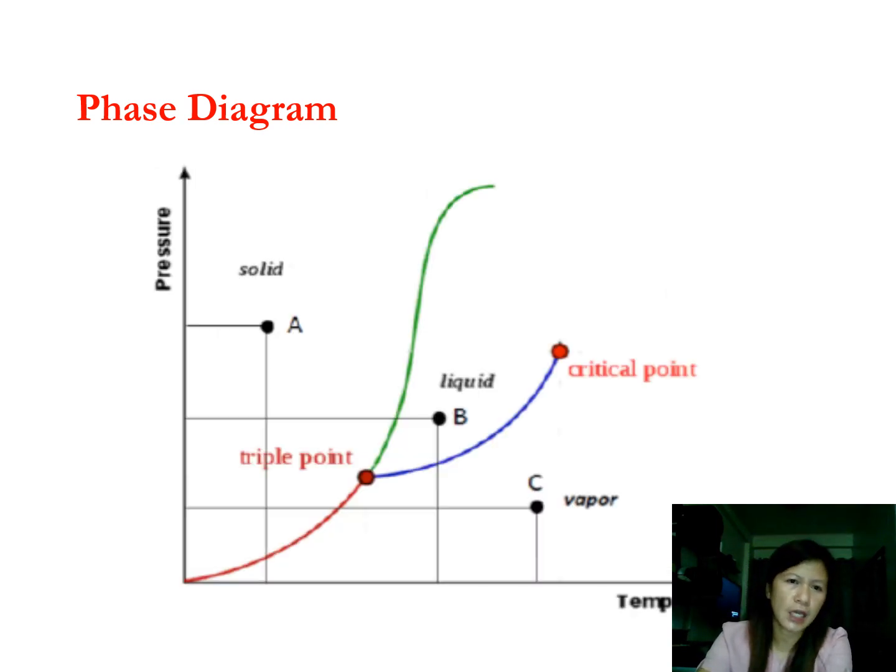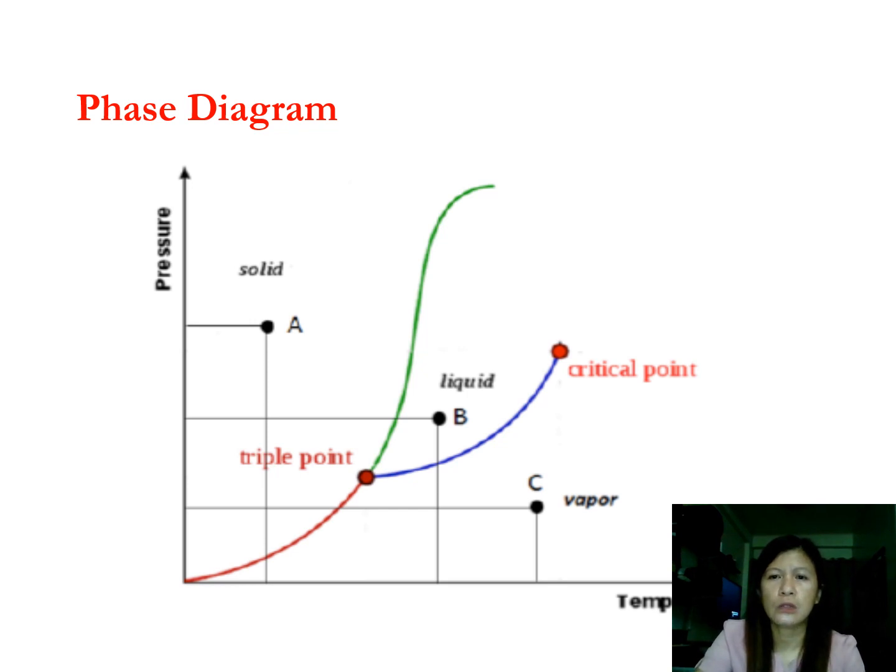Okay, along the y-axis, you see pressure. Along the x-axis, you have the temperature. So it's a pressure-temperature graph, or simply a phase diagram. So you see the three states of matter here. We have the solid, liquid, and gas. Tapos meron kang tatlong lines dito na nagva-vary ng kulay. We have red, blue, and green.